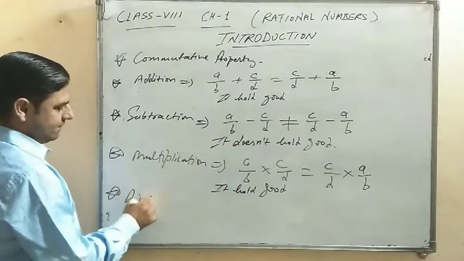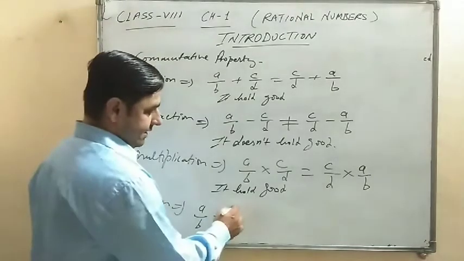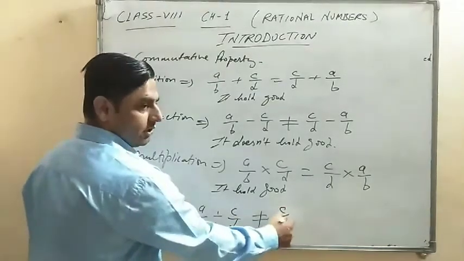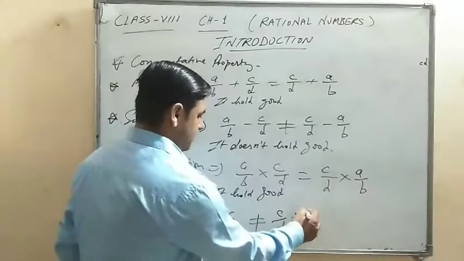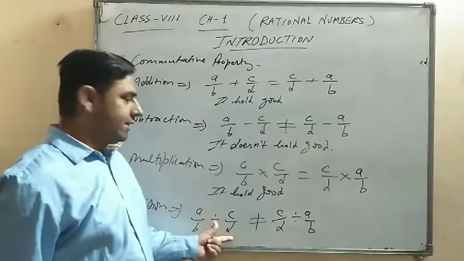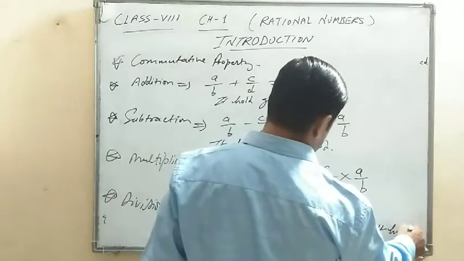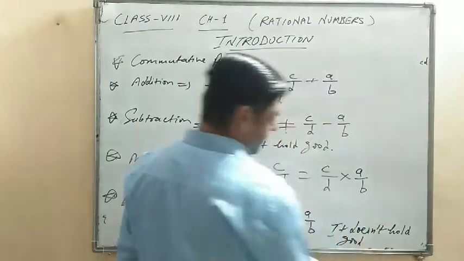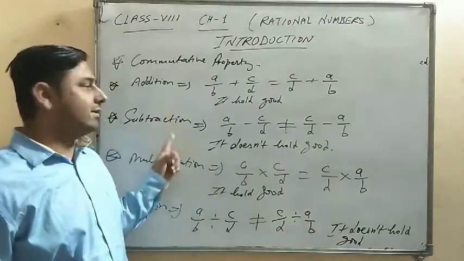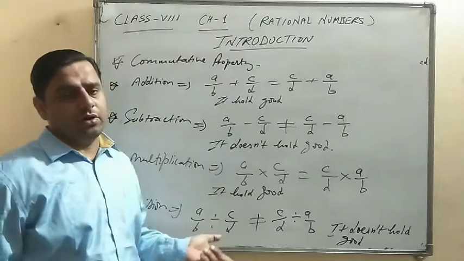Fourth one is division. A upon b divided by c upon d is not equal to c upon d divided by a upon b. So it doesn't hold good for these conditions. So this is the commutative property. It has four types: first one is addition, second subtraction, third multiplication, and fourth division.